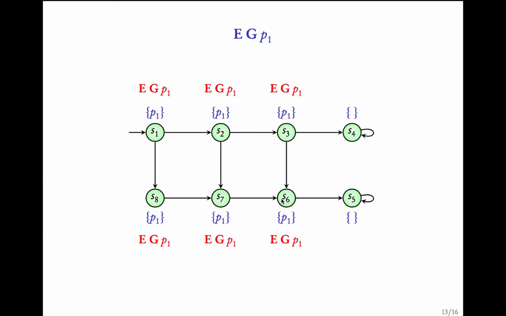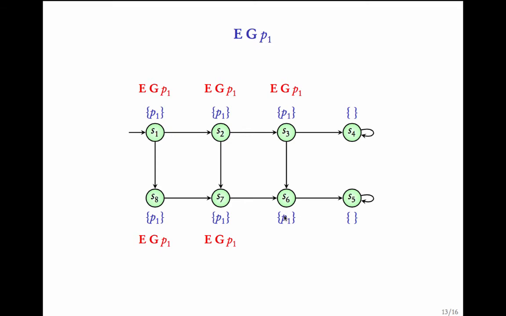Look at the paths out of S6, or rather the transitions out of S6. There is only one transition out of S6. And this transition leads to a state which does not satisfy EGP1. So we need to remove EGP1 from this state as well, because the only path out of this state does not satisfy GP1. So remove it from S6.